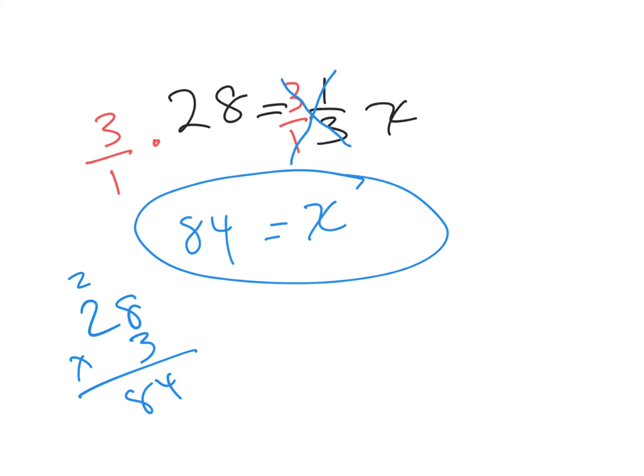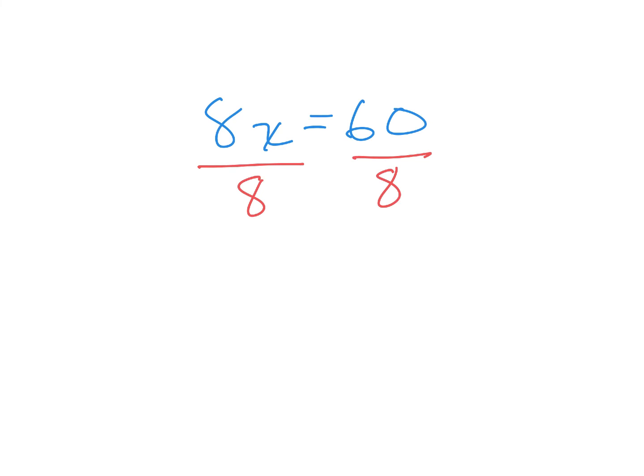Next problem. We have 8x is equal to 60. We ask ourselves, what is being done to x? It's being multiplied times 8. So the opposite of multiplying times 8 would be to divide by 8. We have to do it to both sides. The 8's cancel, and we're just left with x. And then we have our equal sign.